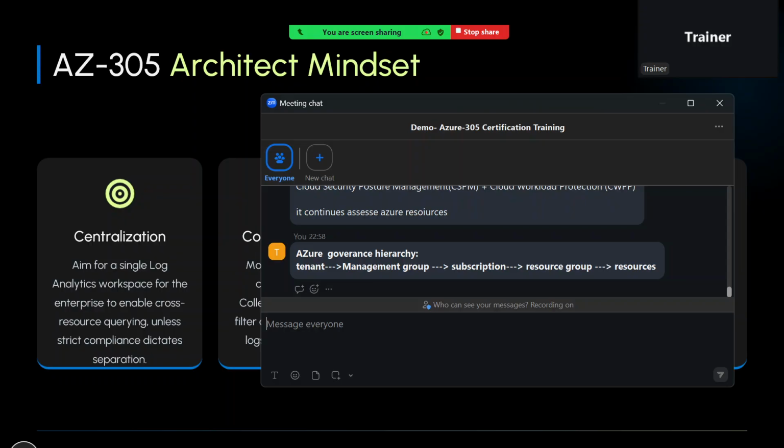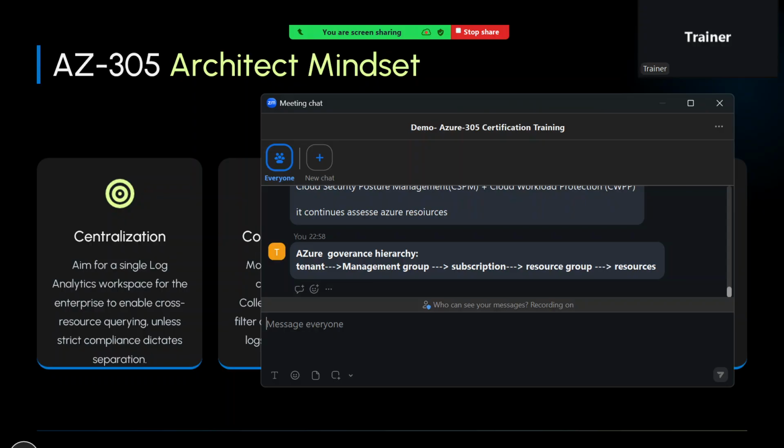Now what are the common mistakes? Common mistakes are assigning the owner role to everyone, no tagging strategy, no management groups, no resource logs, manual governance, and no compliance review.